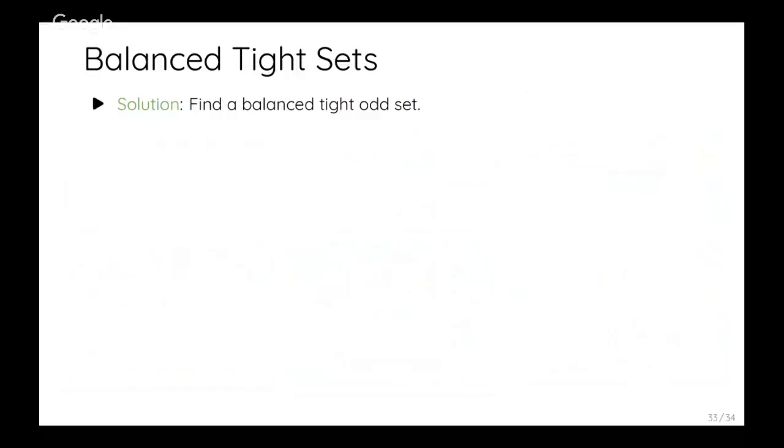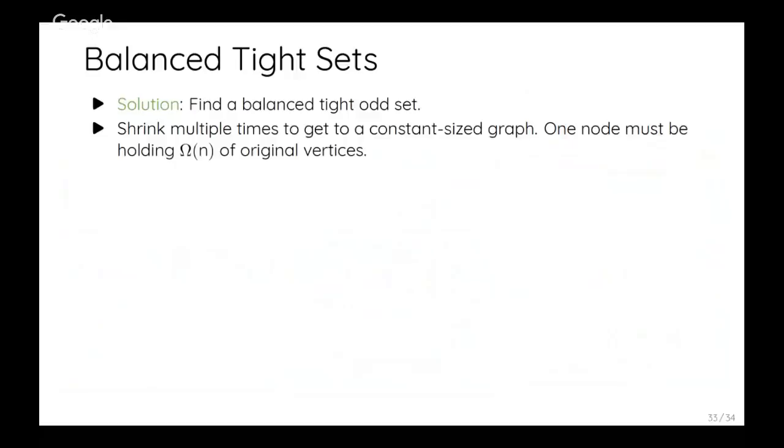Suppose that when I uncrossed all of my odd sets, I didn't find many, many odd sets, but I only found one giant odd set. So this is what I call a balanced tight odd set. So an odd set whose inside and outside are both linear in the number of vertices, right? Now, if you have this balanced tight odd set, you can basically decompose your problem into two independent problems and recurse on that. But how do you find such a balanced tight odd set?